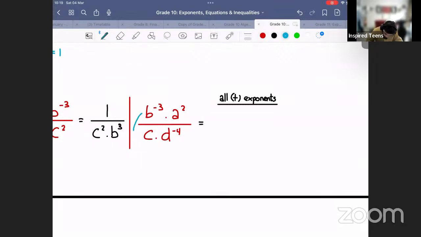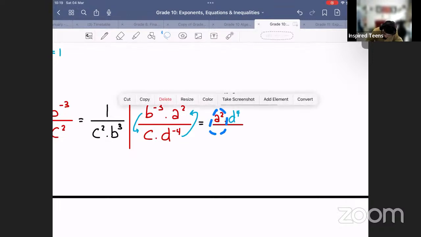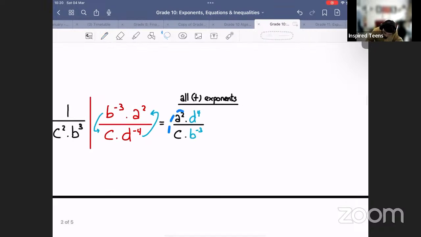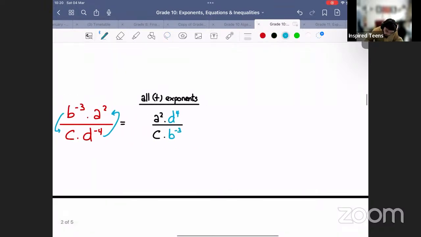Now, the b I can take to the bottom. The d to the minus 4, I'm going to take to the top. Does that make sense? The negative ones I swap. The negative one on top, I take to the bottom. The negative one at the bottom, I take to the top. So I'm going to be left with a squared times d to the 4 over c, which stays where it is because it's positive already, and b to the 3. So that's how to write it with all positive exponents.